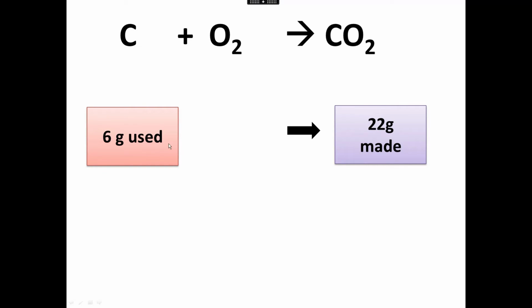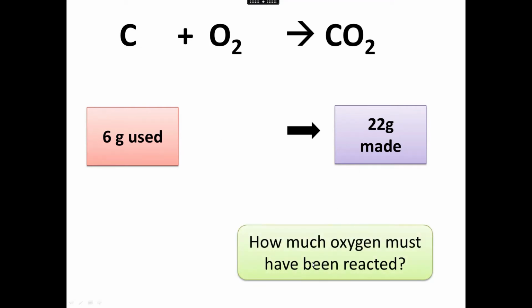Now, where has the extra number of grams come from? Well, it's come from oxygen. How much oxygen must have been reacted? Okay, now I want you to have a think about this and come up with an answer. How much oxygen do you think would have been reacted in order to change 6 grams of carbon into 22 grams of carbon dioxide? Have a think for a moment and then we'll move it on.